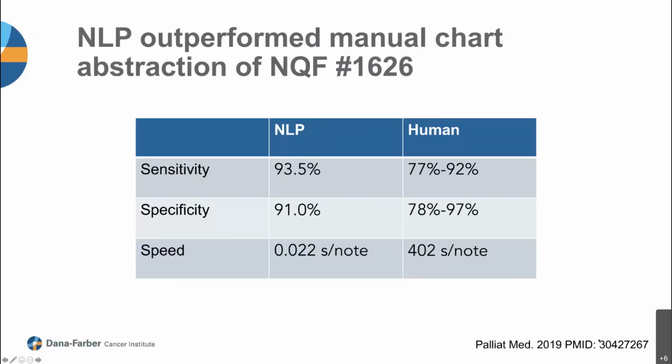And I'm giving a range for the human coders because we compared what each human coder labeled to the gold standard, which was the triple coded data set. Even though these were experienced clinicians, their sensitivity was in a range of 77 to 92% and specificity 78 to 97%. But what is more significant here is the speed. The NLP method was over 18,000 times faster than the clinician coders.